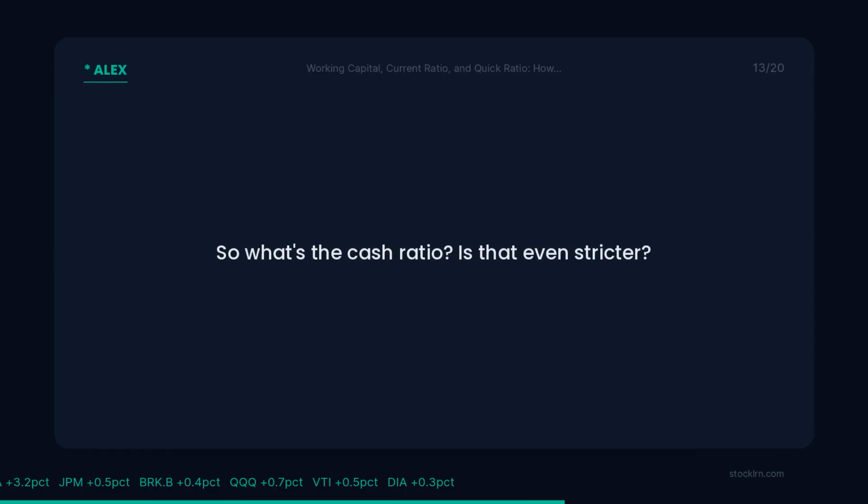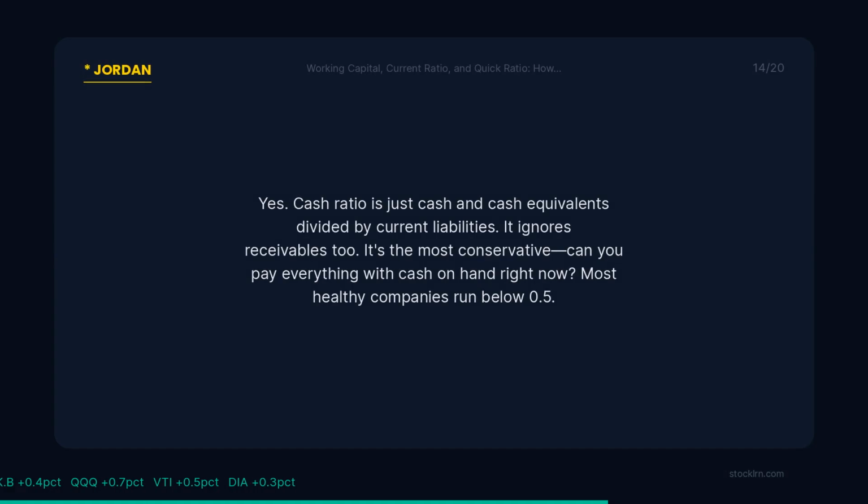So what's the cash ratio? Is that even stricter? Yes. Cash ratio is just cash and cash equivalents divided by current liabilities. It ignores receivables too. It's the most conservative. Can you pay everything with cash on hand right now? Most healthy companies run below 0.5.